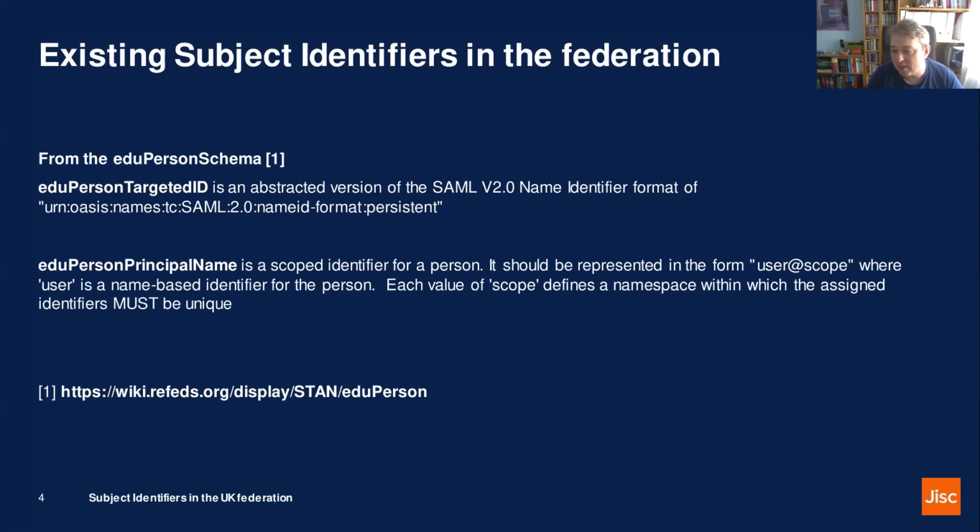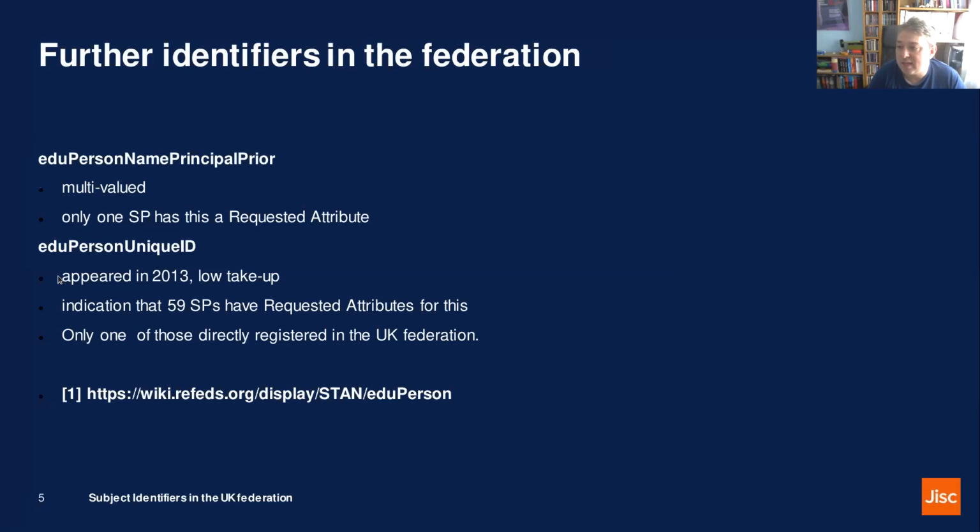What we typically see with the first one, the EduPerson targeted ID, is that this is released widely within the Federation, and then there's more control over the release of EduPerson principal name, often because it contains personal information as well, because it might say joe.bloggs or something like that. So that's the link there to the EduPerson schema, and there have been several revisions of the EduPerson schema over the years.